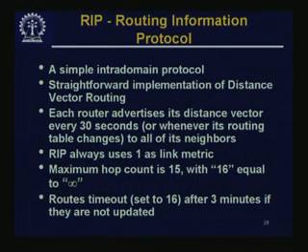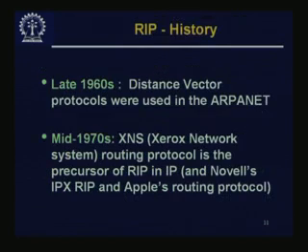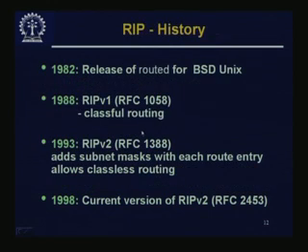Routes time out, that is, they are set to 16 after 3 minutes if they are not updated, this also we have discussed. So, a brief history: in the late 1960s distance vector protocols were used in the ARPANET, which you know is the beginning of our internet era. So, it all came down from that project. In the mid 1970s the Xerox Network Systems routing protocol was the precursor of RIP in IP, and then there were some other versions also. Then this was integrated in the BSD distribution of Unix.